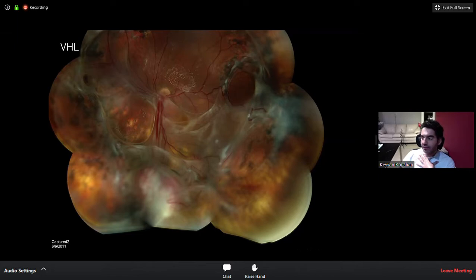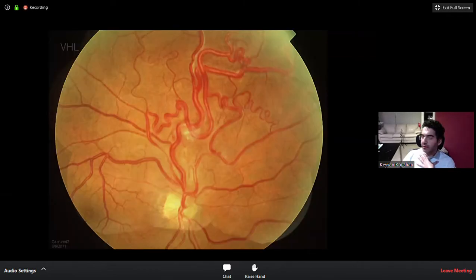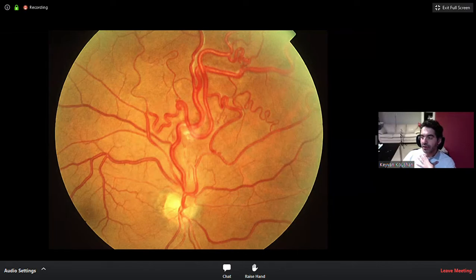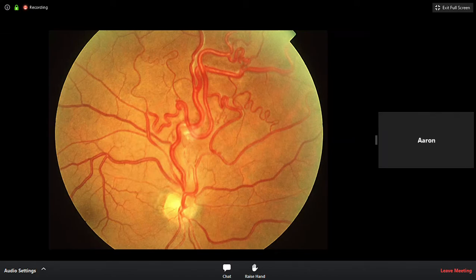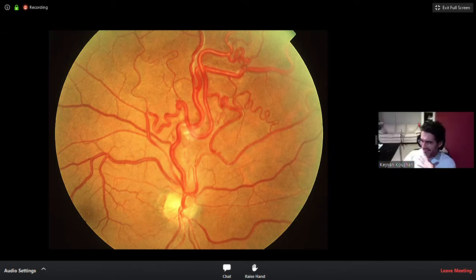All right, let's see the next lesion. Any junior resident? What is this? Do we have any junior residents? You're the most junior person around here. It looks like a racemose hemangioma. Yeah, racemose hemangioma, exactly.